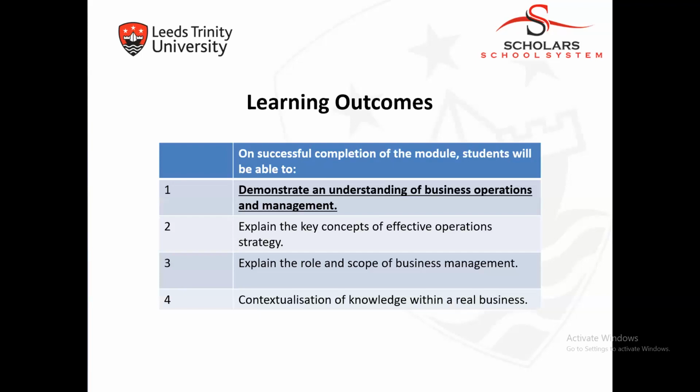So let's start with the learning outcomes. On successful completion of this course, students will be able to demonstrate an understanding of business operations and management, explain the key concepts of effective operations strategy, explain the role and scope of business management, and contextualize knowledge within a real business. These are the four learning outcomes of this module for semester one and two. And today's lecture will focus most on the first learning outcome, which is to demonstrate an understanding of business operations and management.